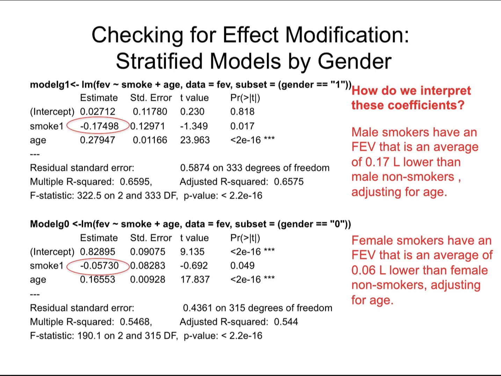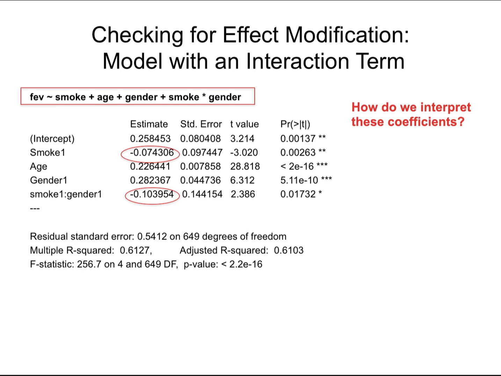We would say that male smokers have an FEV that's an average of 0.17 liters lower than male non-smokers, adjusting for age. And we can also say that among males, smokers have an FEV that's an average of 0.17 liters lower than non-smokers, adjusting for age. For females, we would say that female smokers have an FEV that is an average of 0.06 liters lower than female non-smokers, adjusting for age. Or we can say that among females, smokers have an FEV that is an average of 0.06 liters lower than non-smokers, adjusting for age.